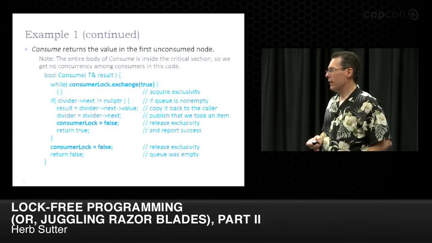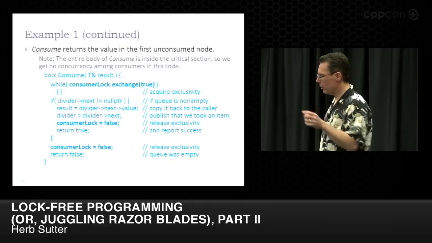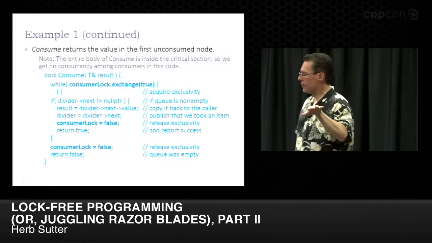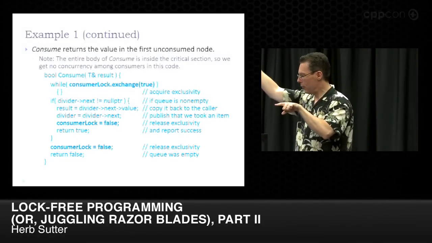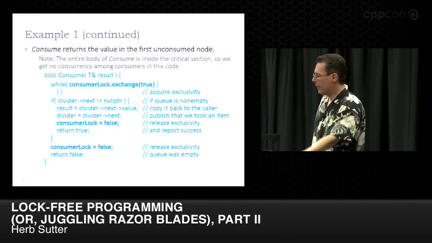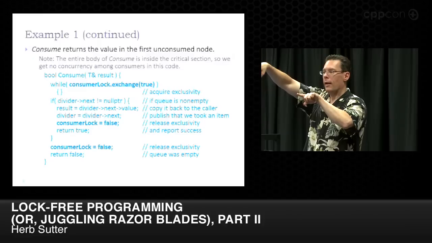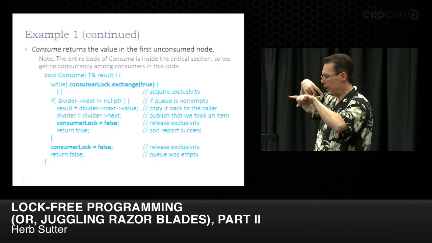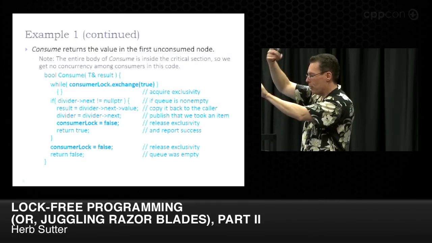Once I have the exclusivity, then I can do what I want in the consumer part of the data structure. In particular, I'm now going to say, is the divider's next pointer null? If so, there's nothing to consume. But if it's not null, the queue is not empty, and I'm now going to read that divider arrow next node's value. I'm going to read it out. Then I'm going to move divider to its next node, and I'm going to release my lock. And return true. Otherwise, if it was empty, I'll release the lock and return false.